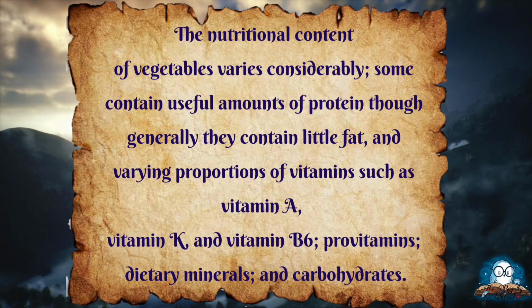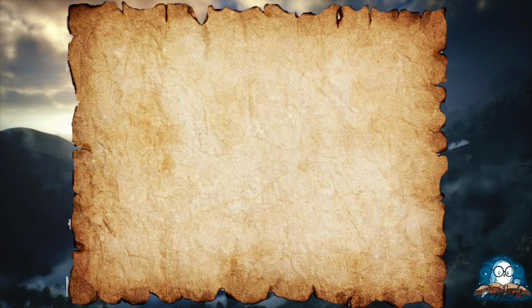The nutritional content of vegetables varies considerably. Some contain useful amounts of protein, though generally they contain little fat, and varying proportions of vitamins such as vitamin A, vitamin K, and vitamin B6, provitamins, dietary minerals, and carbohydrates.